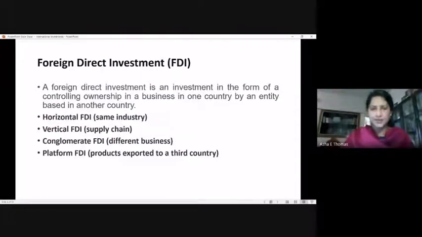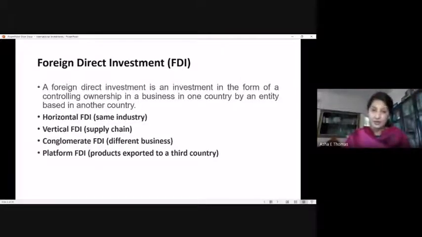The next topic we are going to discuss is foreign direct investment. Most of you are familiar with this terminology, FDI. Foreign direct investment is an investment in the form of controlling ownership in a business in one country by an entity based in another country. You might want to start your business, or extend your business to another country. So FDI is one route through which you can bring your capital into another country.